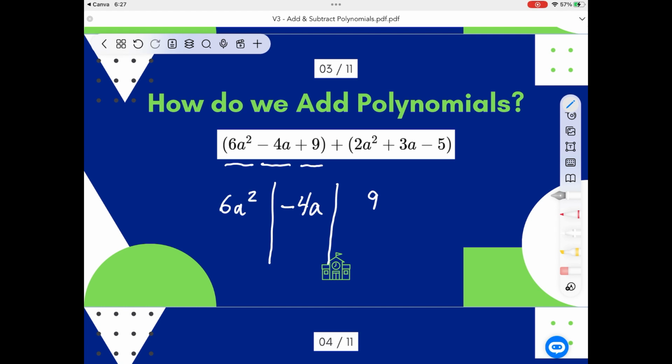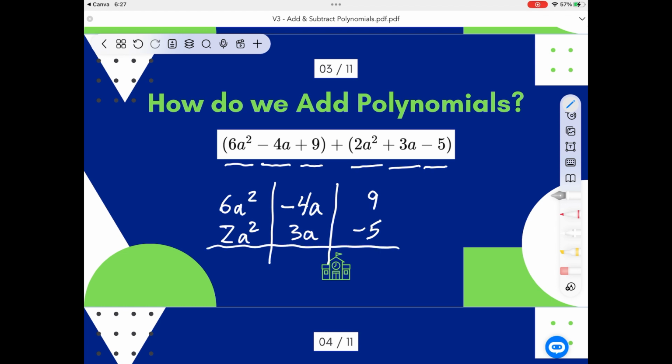Now I'm going to add the second one. 2a squared is a like term with 6a squared. 3a is a like term with negative 4a. And minus 5 or negative 5 is a like term with the constant 9. And now we combine our like terms.